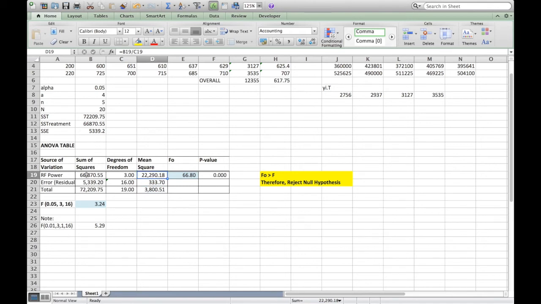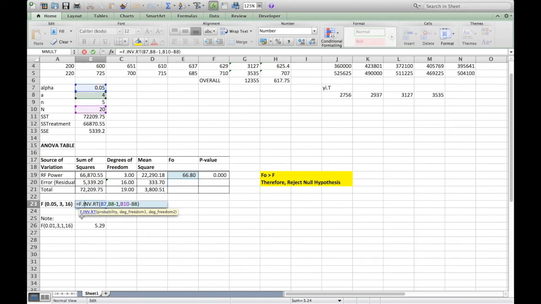And your mean square is just sum of squares divided by degrees of freedom for each of these. Now your test statistic is basically your MS treatment divided by your MS error. So that's this divided by this, and we get 66.8. Now we compare that to F of alpha with degrees of freedom A minus 1 and capital N minus A. So that's F of 0.05, degrees of freedom 3 and 16. And I used here the function in Excel F.INV.RT, so inverse of the probability, and the probability is 0.05 with degrees of freedom 3 and 16.